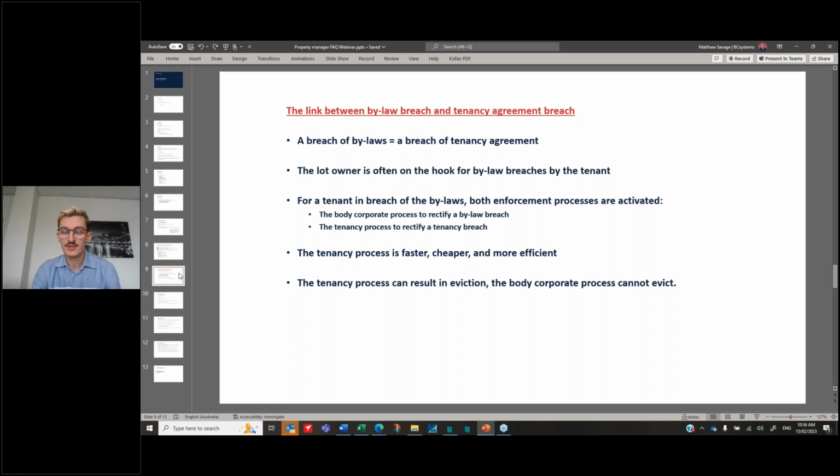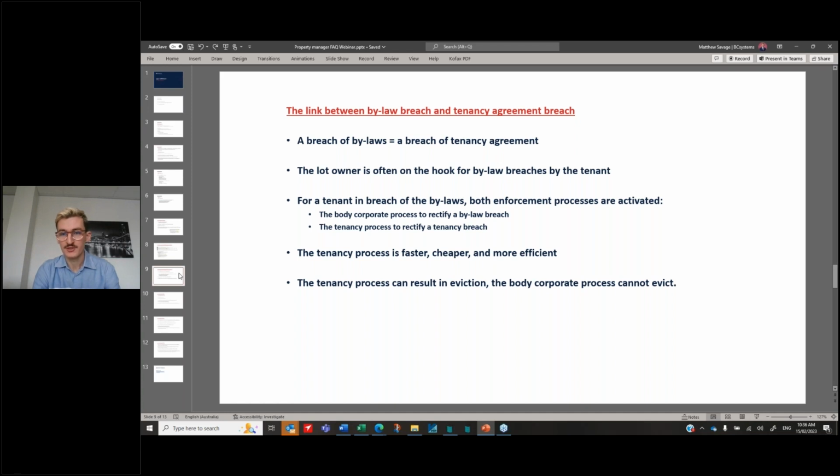So if the tenant does something in the property and causes damage to the common areas, or rips a tree out of the garden area, the body corporate's action is generally going to be back to the lot owner, which means that it's important for the lot owner and the property manager to deal with that as quickly as possible to minimize any cost that the lot owner is exposed to.